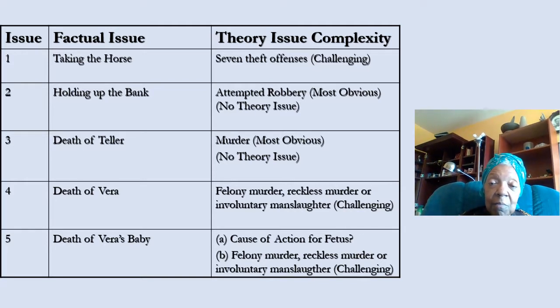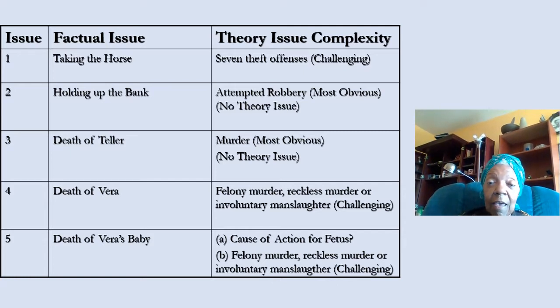and there's involuntary manslaughter. You may decide to talk about all or one of those, but you have to explain why you made those choices. With the death of Vera's baby, there's actually two theory problems. First, the problem is, can a fetus have a cause of action at all? So you would need to discuss that. Can a fetus have a cause of action? What do the courts say? What do some jurisdictions say?